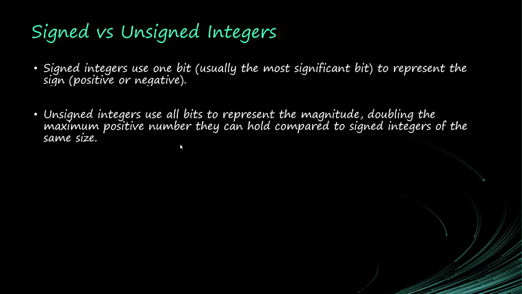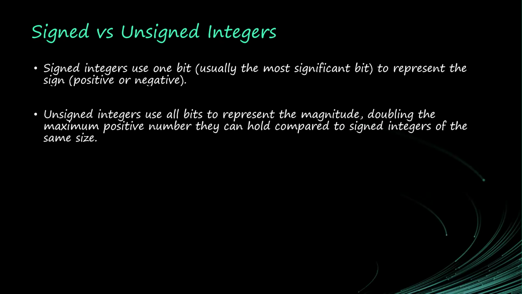For unsigned integers, all the bits are used to represent the value, the magnitude of that number. So it doubles the maximum positive number they can hold compared to signed integers. Let me explain this. With signed integers, let's say we have an 8-bit signed integer.